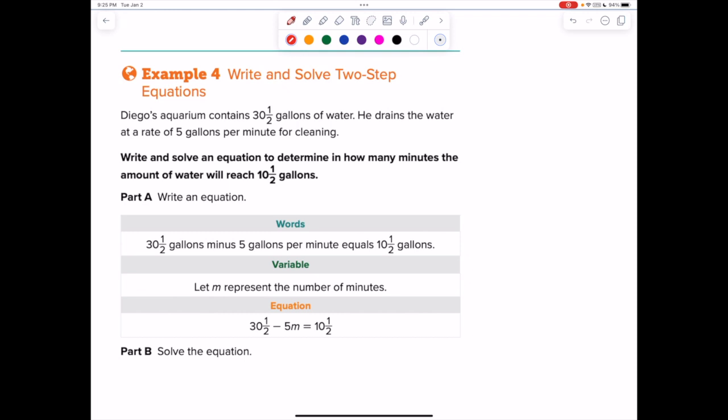So right away, let's look at some of those hints, right? 5 gallons per minute. Per means multiply. Minute is probably going to be my variable, right? But let's see. Write and solve an equation to determine in how many minutes the amount of water will reach 10½ gallons. Okay. And so our goal is to reach 10½. So this is our final total. Don't get tricked that this happens to be a bigger number. Okay. Our final situation is our final number.